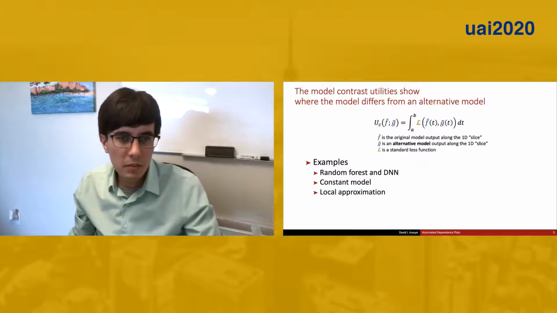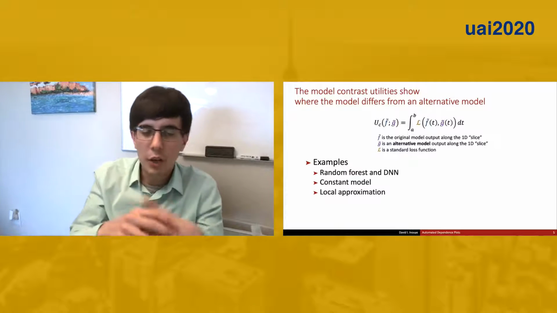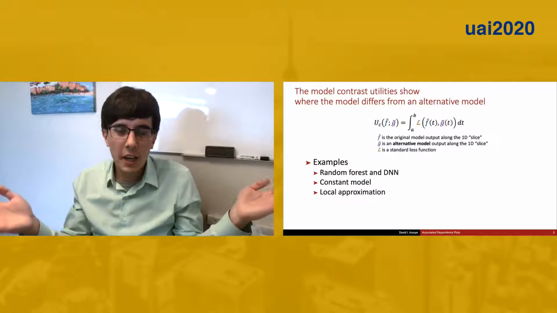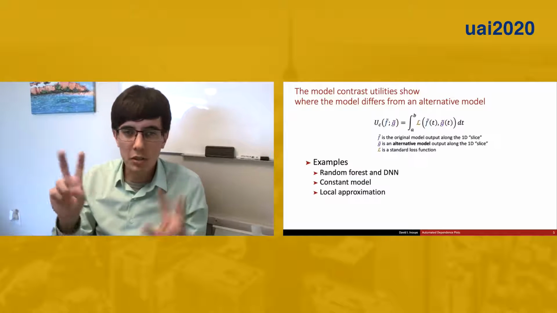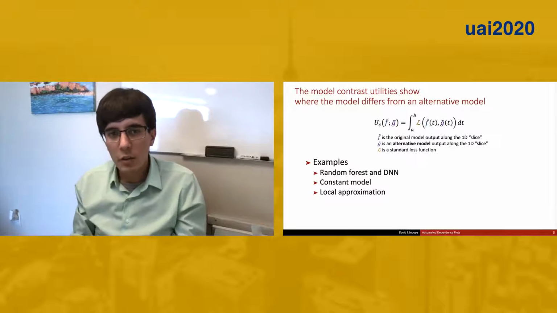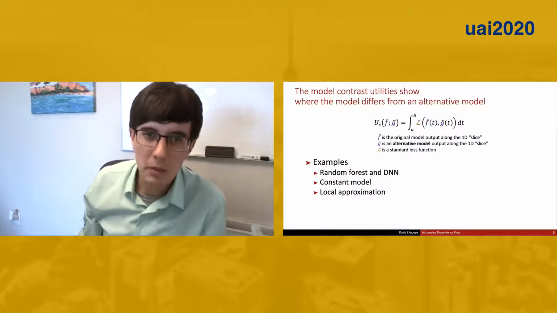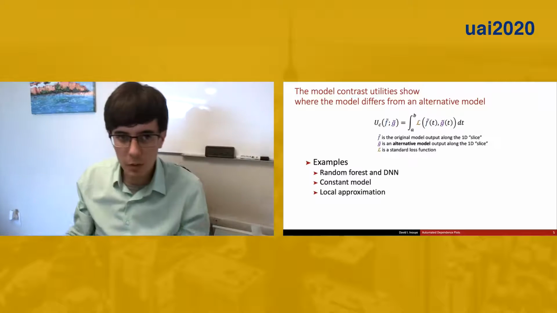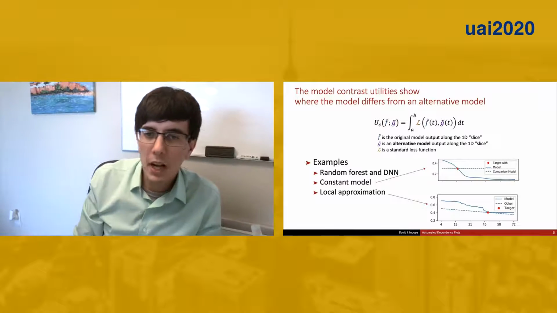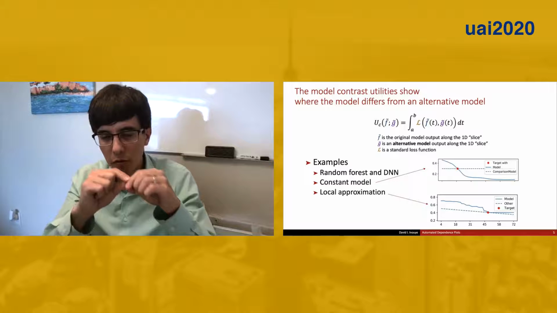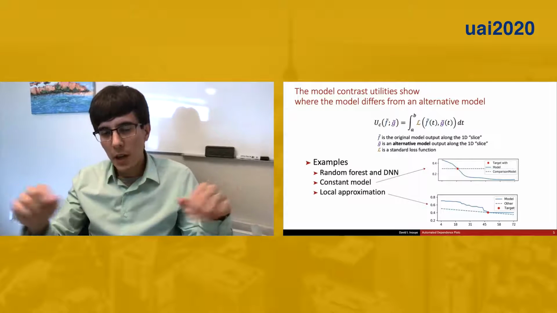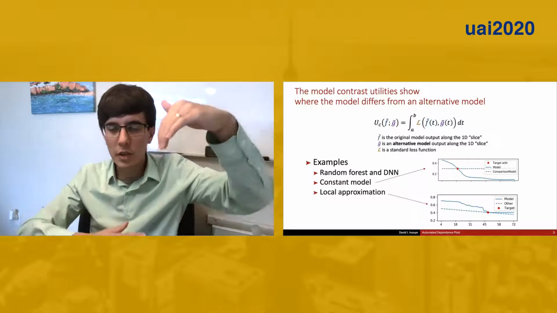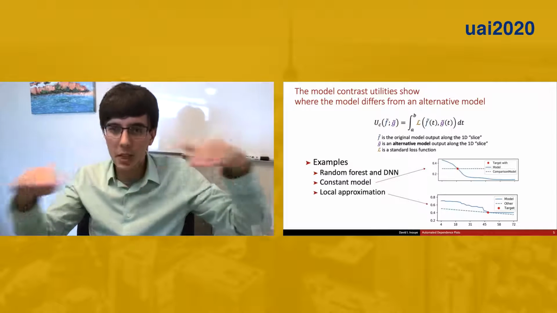Some examples of this: if you want to compare a random forest and a DNN, you might ask which slice looks the most different between the random forest and the deep neural network. This allows you to inspect the differences between them. Another one might be a constant model as the alternative. Here you fix the alternative model at the original prediction value, and you're trying to find a direction that differs a lot from this constant model.